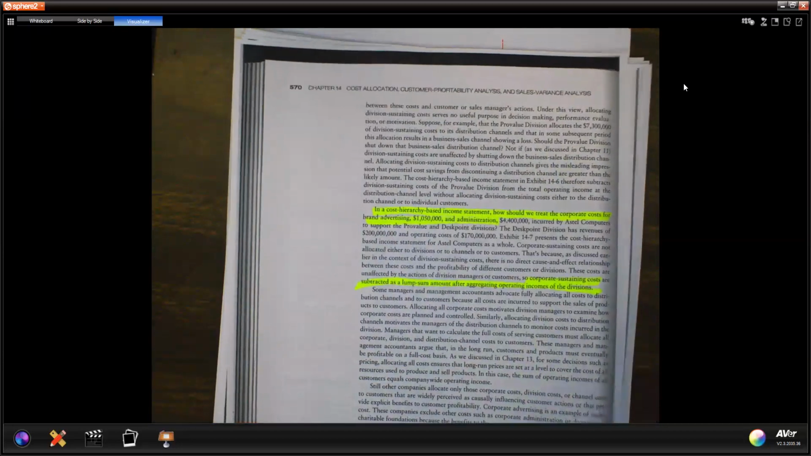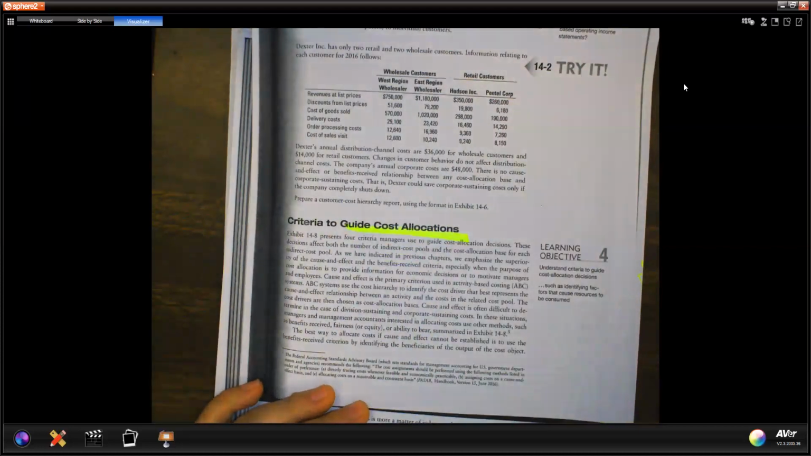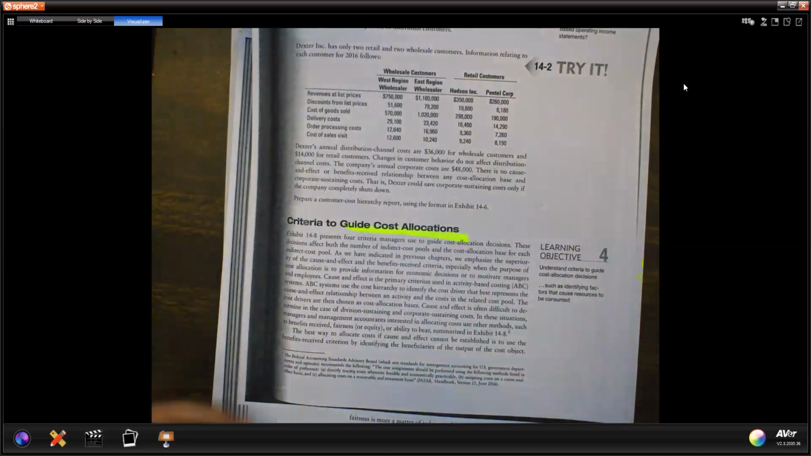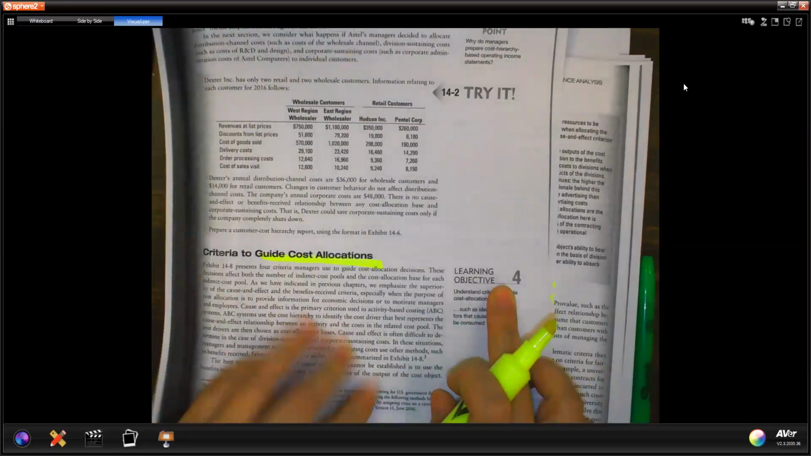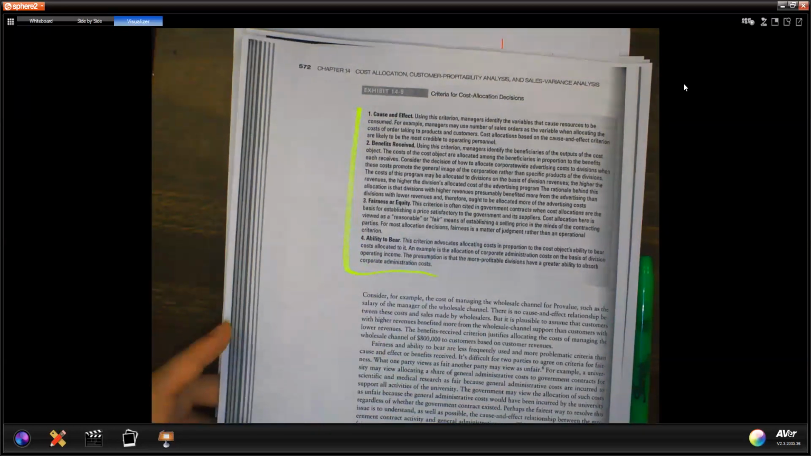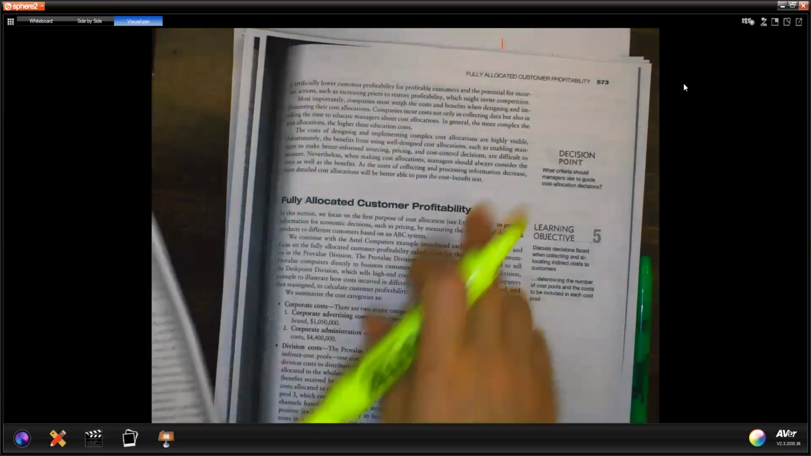Okay, so I would still say read the textbook a little bit more, and then think about the next one: if you want to allocate, what you should do. We are not really doing the numbers, but you want to get some ideas of what you want to do. There are 4 criteria to follow. I will say read learning objective 4 from page 571, at least all the way to 573.